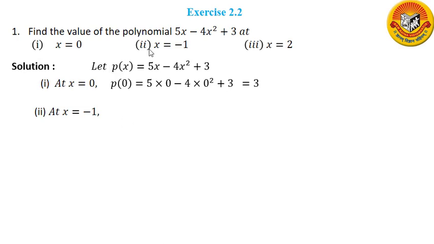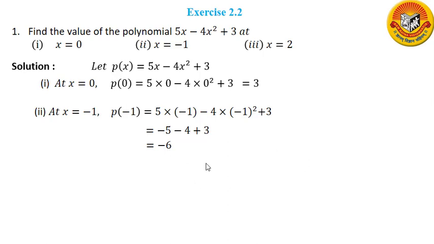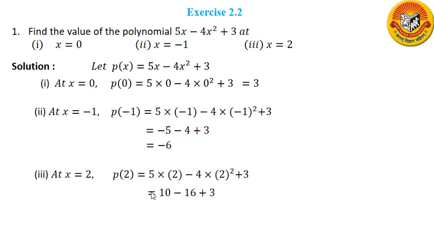Now in the second expression I have to take x equals minus 1. You can replace the x in this polynomial by minus 1 and you will get the result. So in this case we are getting the result as minus 6. Similarly in the third question, at x equals 2 we have p(2) equal to minus 3. So this is how we can find the value of polynomial for different values of the variable. Now let us see the second question.